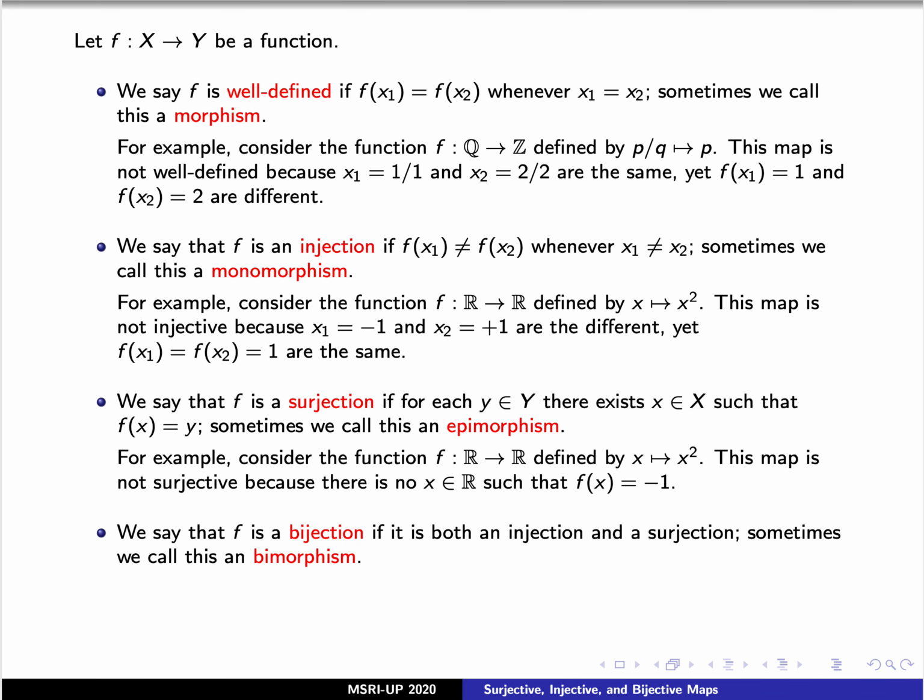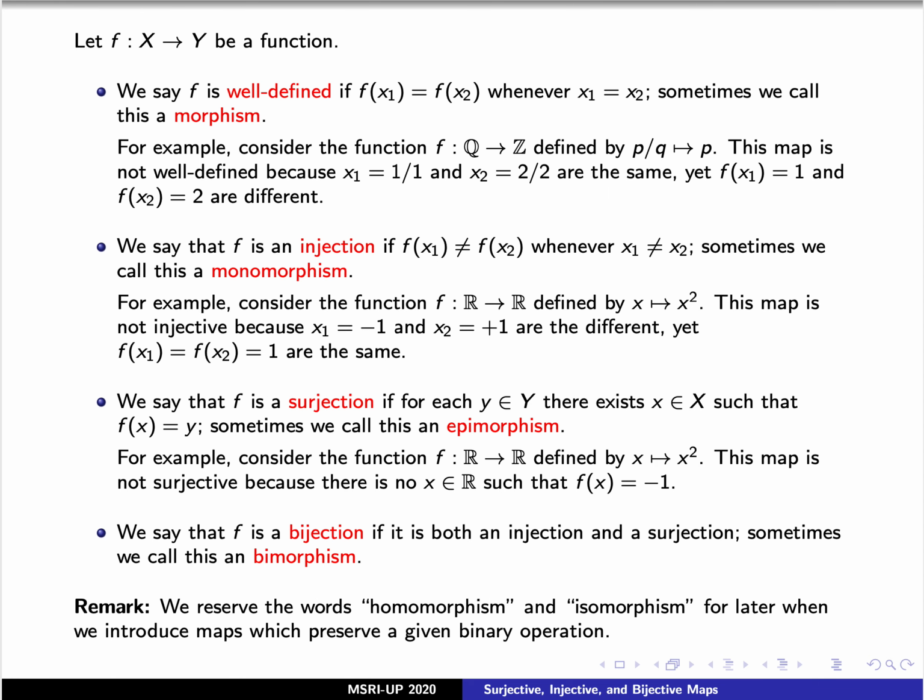Putting all of this together, we'll say that a function is a bijection if it is well-defined, injective, and surjective. That is, it satisfies the two properties listed above. It is a monomorphism and an epimorphism. Sometimes we'll just simply call this a bimorphism.